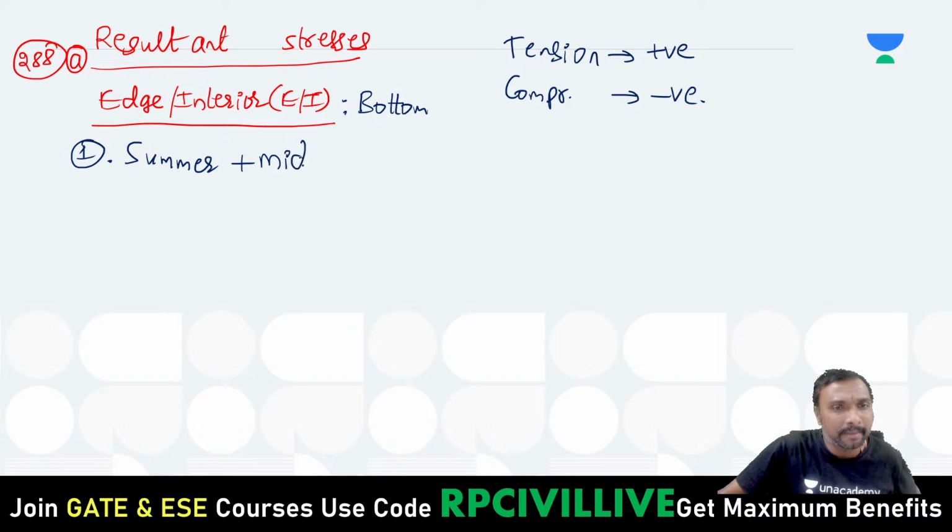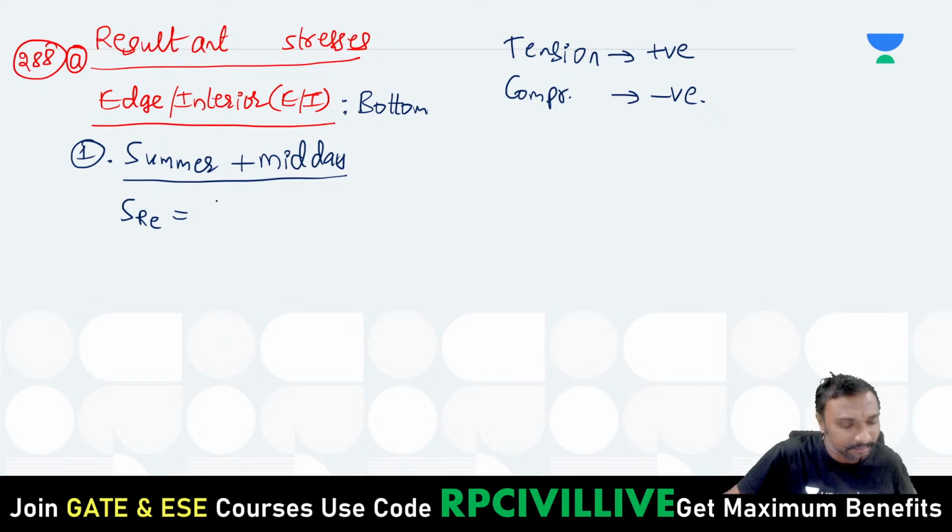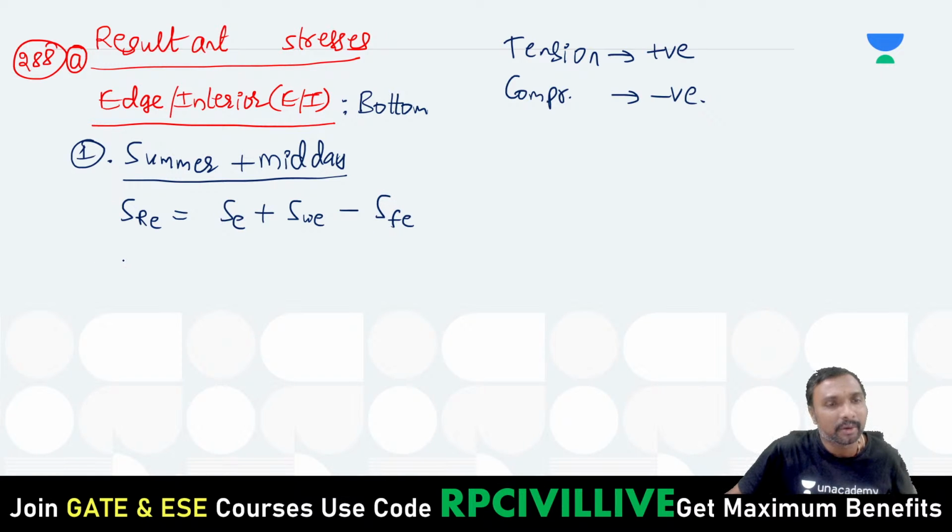Whenever it is summer midday, what is that resultant stress? Resultant stress at the edge will be the wheel load stress at the edge plus the warping stress at the edge minus the frictional stress at the edge. Now the resultant stress at the interior is equal to positive wheel load stress at the interior plus positive warping stress at the interior and minus frictional stress at the interior, right?